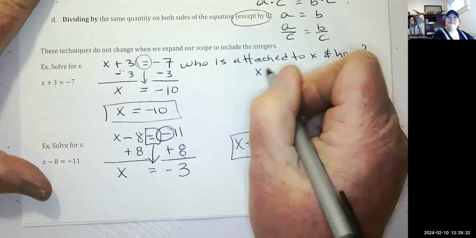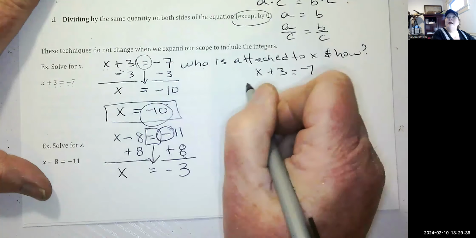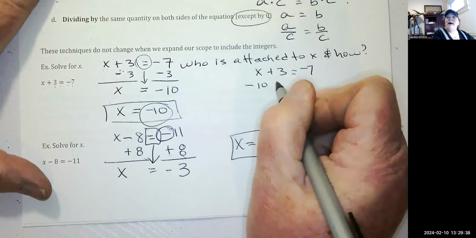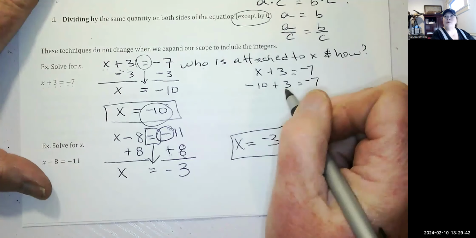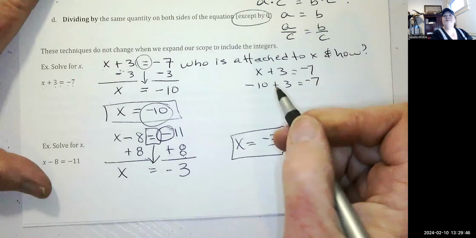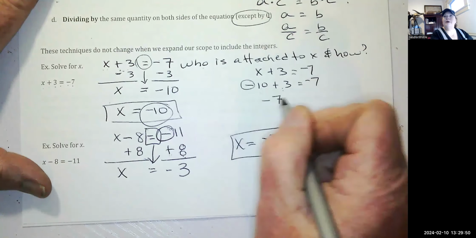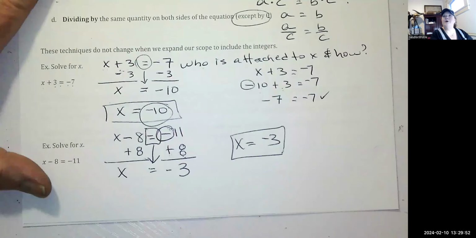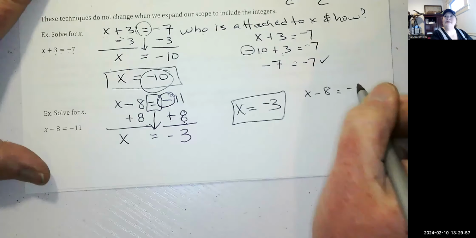So I'm going to take that X plus 3 is equal to -7. And I'm going to take the -10 that I got and substitute that in for X and make sure that both sides of this equal sign work out correctly and that I didn't mess up something whenever I did my calculations. So my signs are opposite. I subtract and take the sign of the larger number. That works out great.